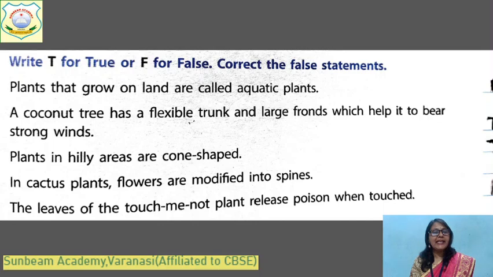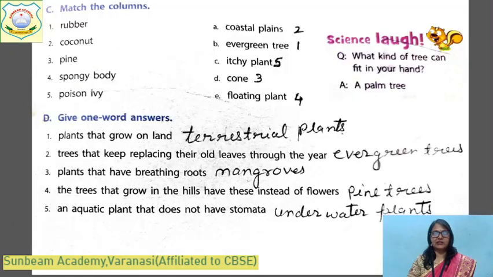Plants in hilly areas are cone-shaped. Yes, true. In cactus plants, flowers are modified into spines. False. What modified into spines? Leaves. The leaves of touch-me-not plants release poison when touched. No. False. It closes when it is touched.